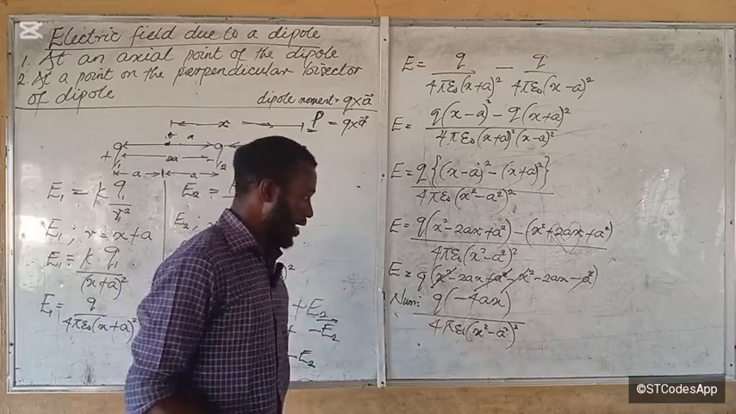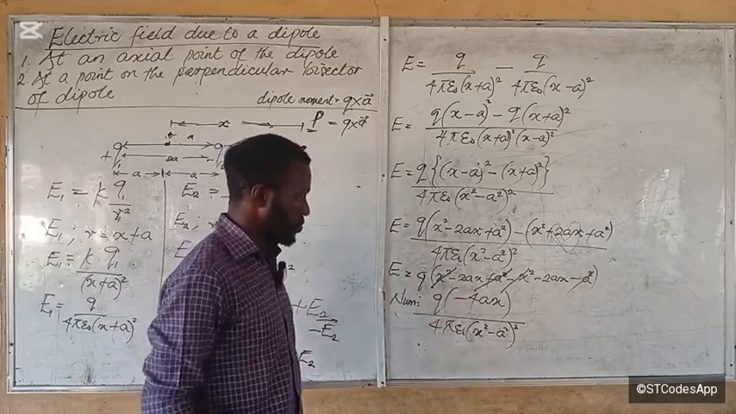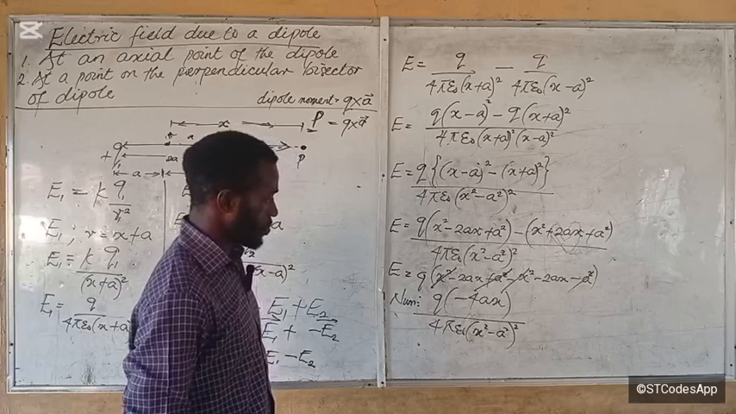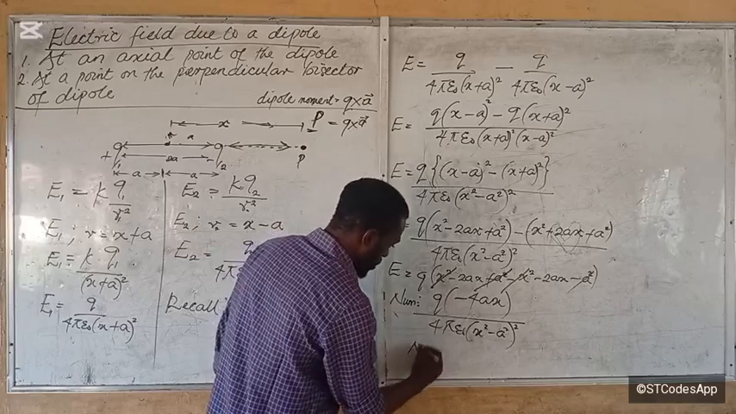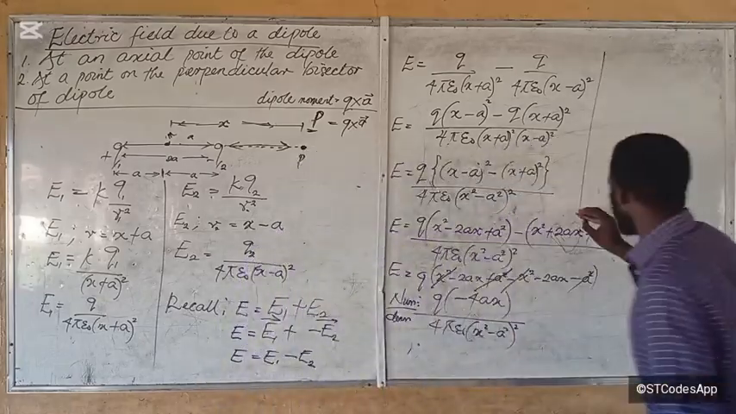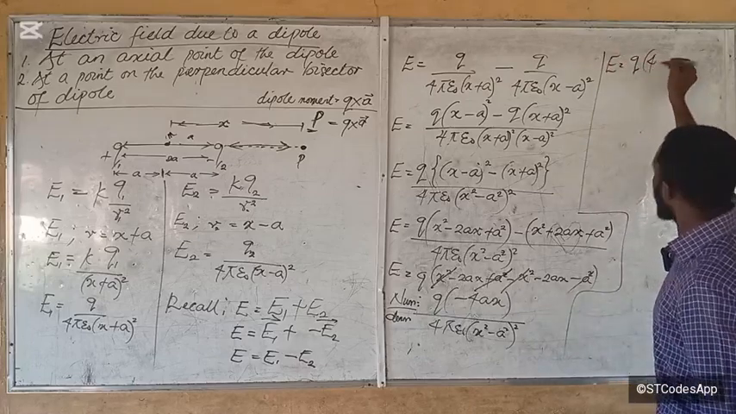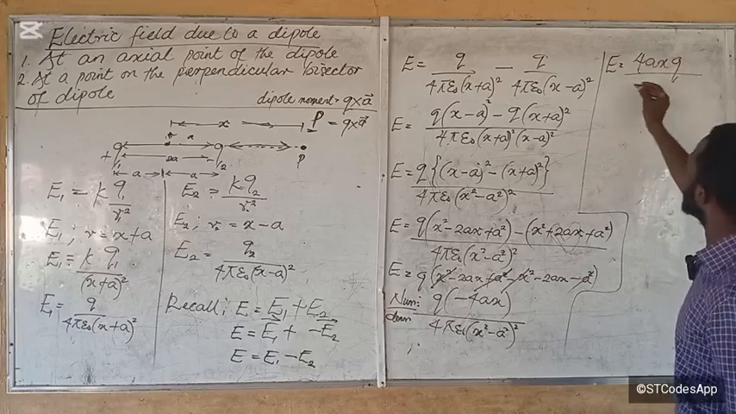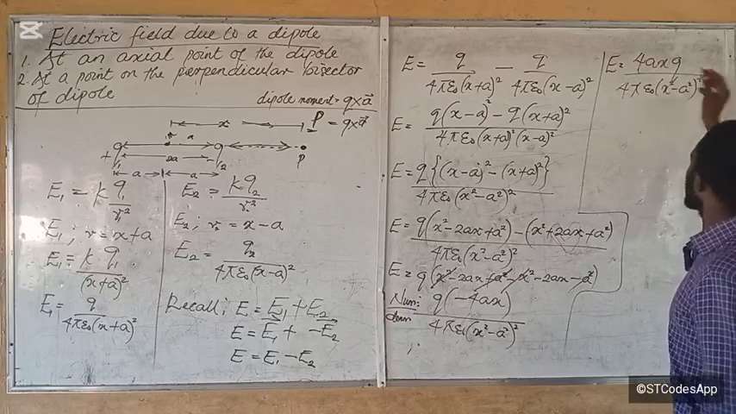By eyeballing our numerator over denominator here, our formula becomes E equals Q into bracket 4ax, that will be 4ax cubed. I hope this makes sense. Over 4 pi epsilon naught x squared minus a squared all squared.